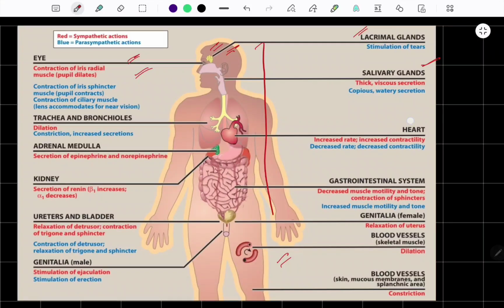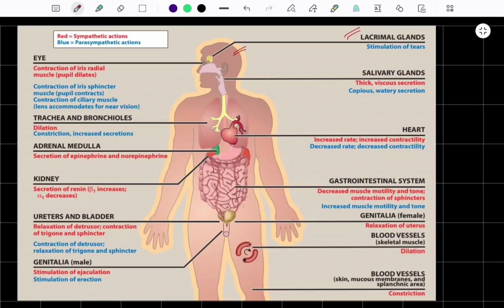Then you know that when we talk about the heart, there's increased heart rate in sympathetic and decrease in parasympathetic. The adrenal medulla is stimulated in sympathetic. When we talk about the kidney, blood flow to the kidney decreases, and there is increased secretion of renin.